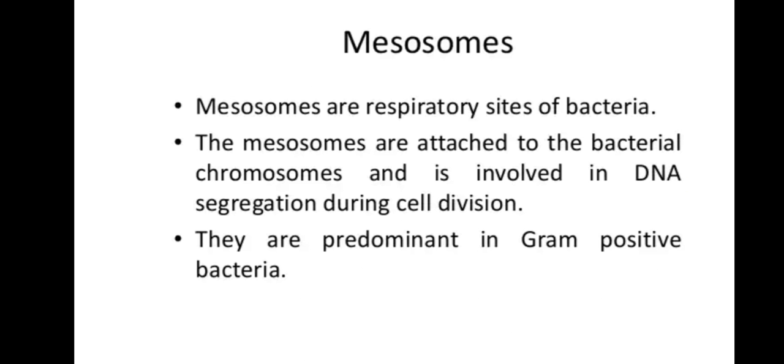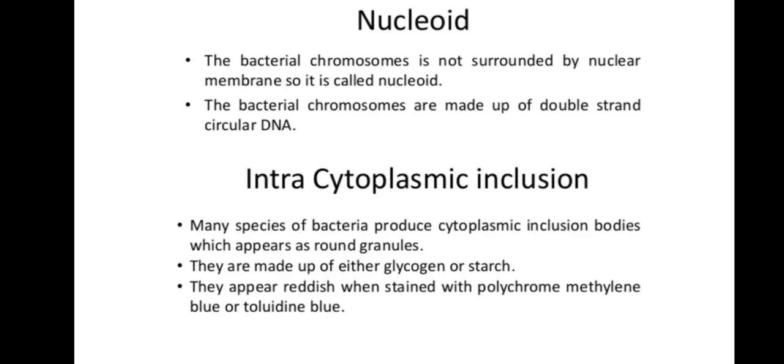Mesosomes. Mesosomes are respiratory sites of bacteria. The mesosomes are attached to the bacterial chromosome and involved in DNA segregation during cell division. They are predominant in gram-positive bacteria. Nucleoid. The bacterial chromosome is not surrounded by a nuclear membrane, so it is called a nucleoid. The bacterial chromosome is made up of double-stranded circular DNA.